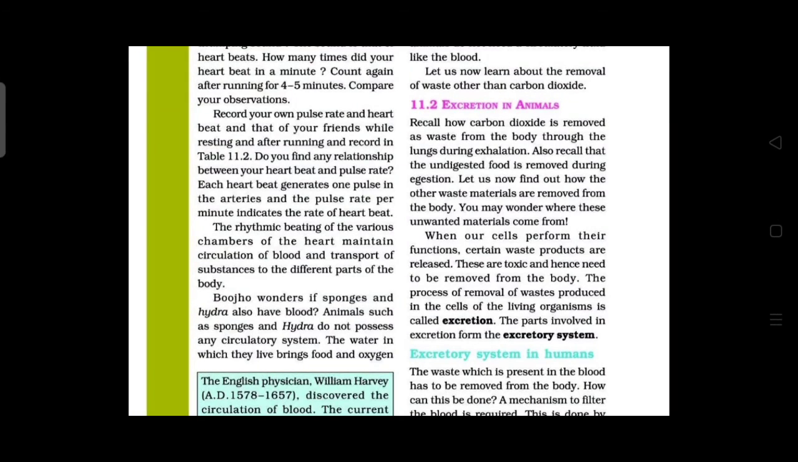The rhythmic beating of the various chambers of the heart maintains what? Circulation of blood, and transport of substances to different parts of the body. The rhythmic beating of the various chambers of the heart maintains the circulation of blood and the transport of substances to different parts of the body.